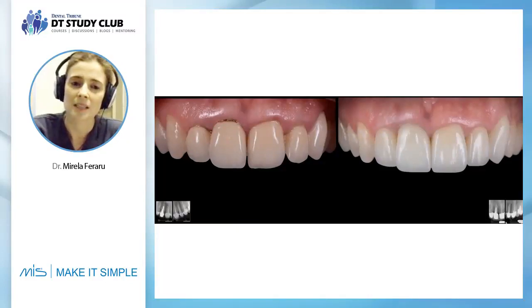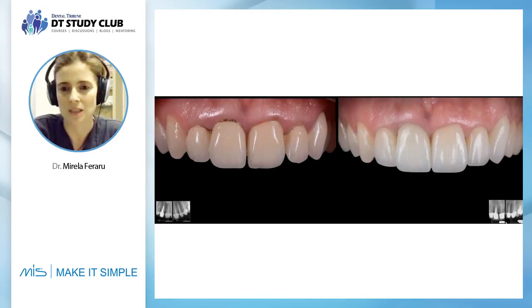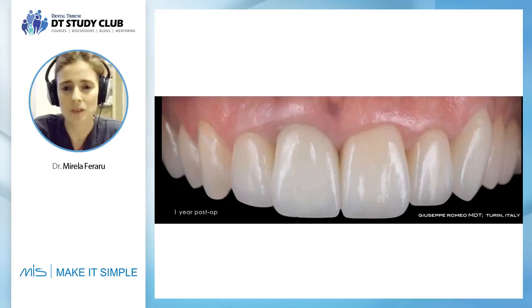So as you can see, it is obviously an improvement, not only from an aesthetic point of view, but also from a biological aspect. We were able to regain the health of those soft tissues that we can see clinically. And these were the beautiful restorations that Giuseppe Romeo provided for us. This is one year post-op.